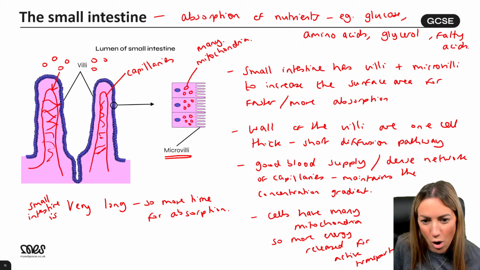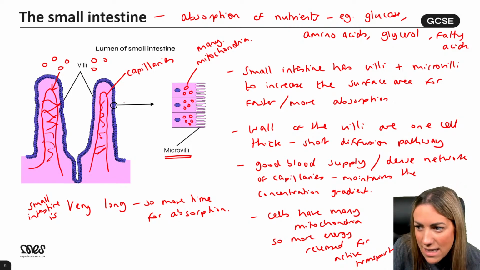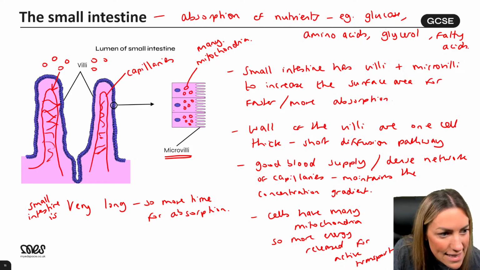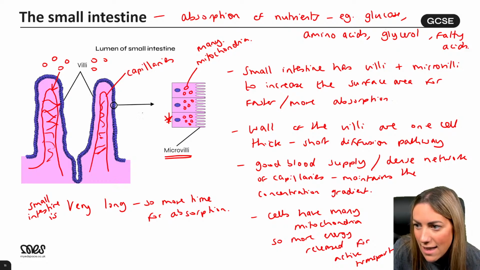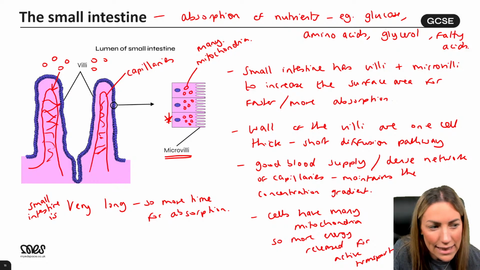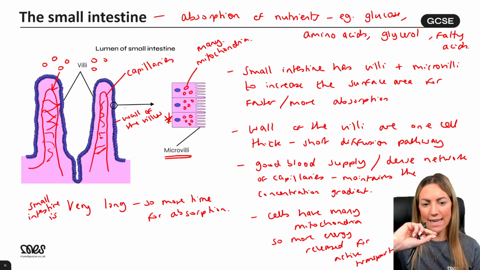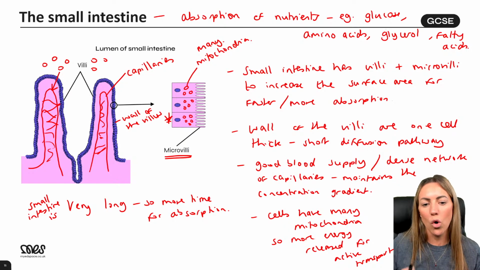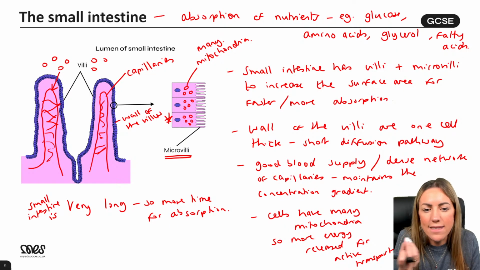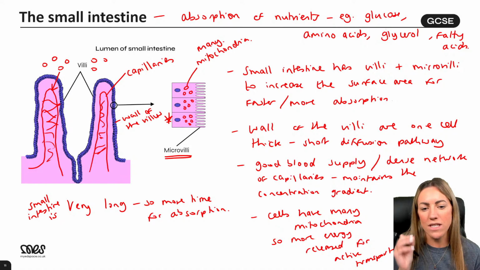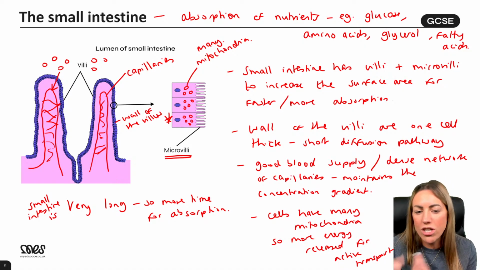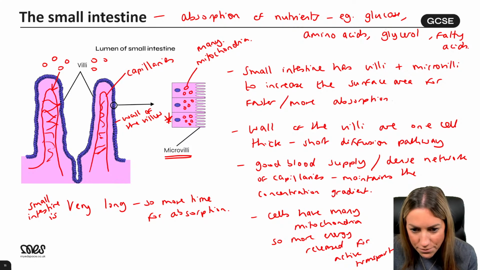Okay. What cells? So these cells here, can you see where this circle is? These are the cells here that line the villi, or the cells that make up the wall of the villus. So there's a layer of cells that make up the wall of the villus. Surface cells, they're called epithelial cells, but you don't have to call them epithelial cells. But those surface cells contain lots of mitochondria to release lots of energy, more active transport.